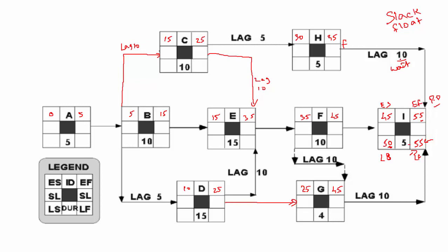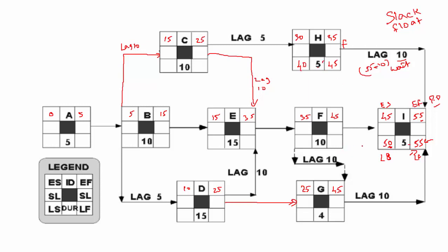So 55 minus 10 would be 45. I must finish on 55, but before finishing I, we need to wait for 10 days, then finish H. So 55 minus 10 would be 45, and I'm going to bring 45 here. Now this is pretty simple: 45 minus 5 would be 40.